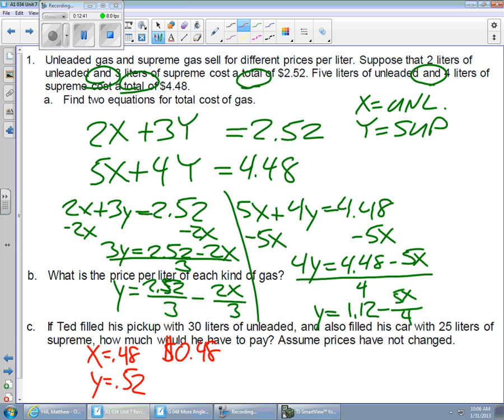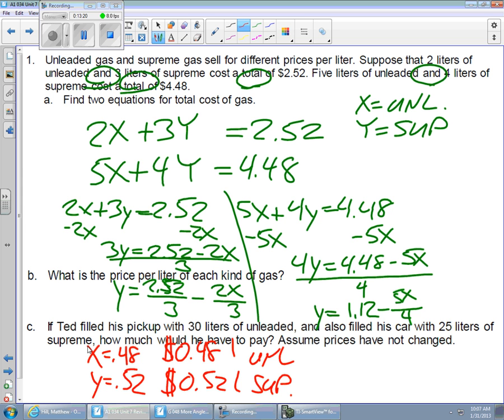0.48 per liter of the unleaded and 0.52 per liter of the Supreme. So there's the answer to B, even though I didn't write it in the B spot. Then this question asks if Ted filled his pickup with 30 liters of unleaded and also filled his car with 25 liters of Supreme, how much would he have to pay, assuming the prices have not changed? All this is asking us to do is take the answer that we just got and apply it to a different situation. He wants to get 30 liters of unleaded.